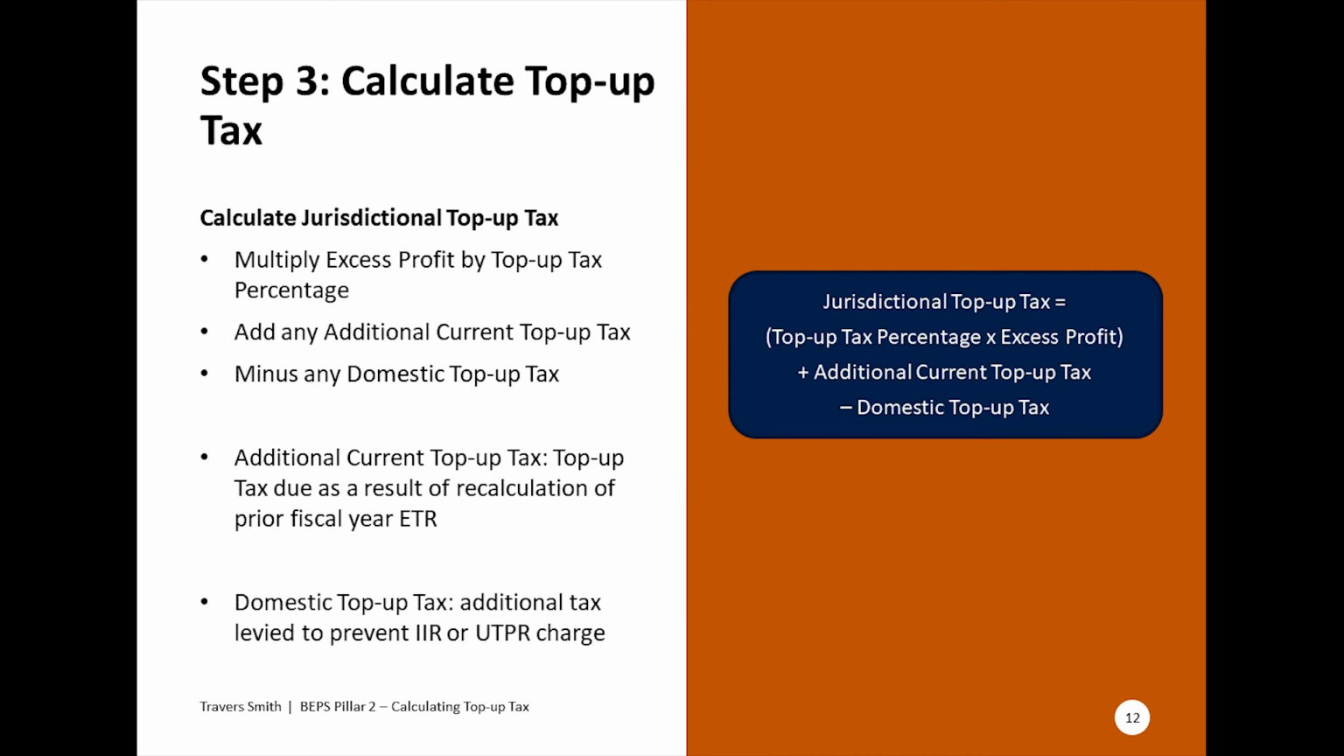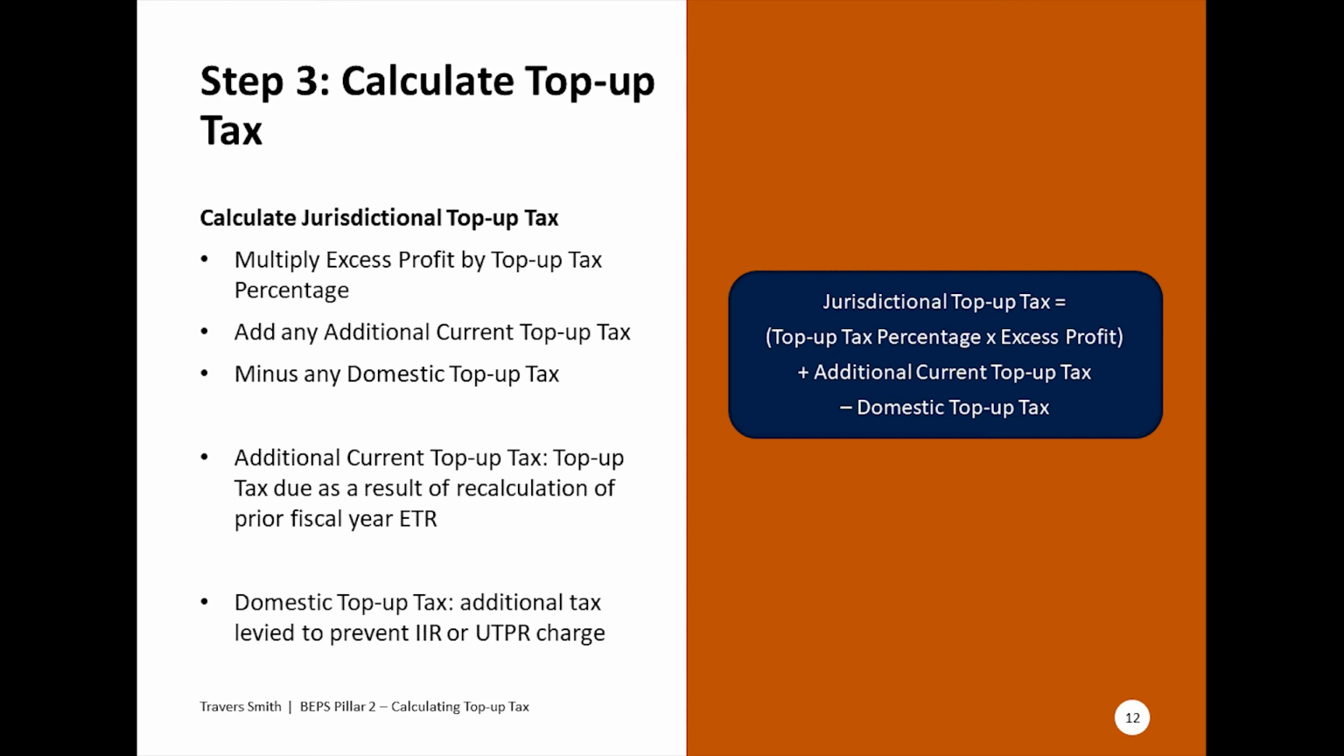Now that we've worked out how to calculate excess profit, we can go on and calculate the jurisdictional top-up tax. So you multiply the excess profit, that is the net GloBE income less the substance-based income exclusion, multiply that figure by the top-up tax percentage. Add to this any additional current top-up tax and deduct any domestic top-up tax. So, a couple of things we need to dig deeper into.